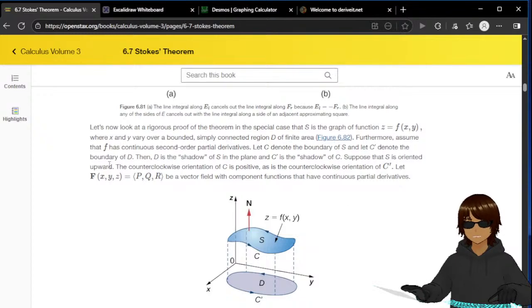Suppose that S is oriented upwards, the counterclockwise orientation of C is positive, as is the counterclockwise orientation of C naught. Let F of x, y, z equal P, Q, R be a vector field with component functions that have continuous partial derivatives.